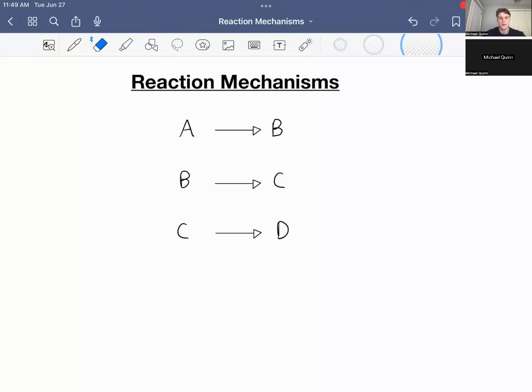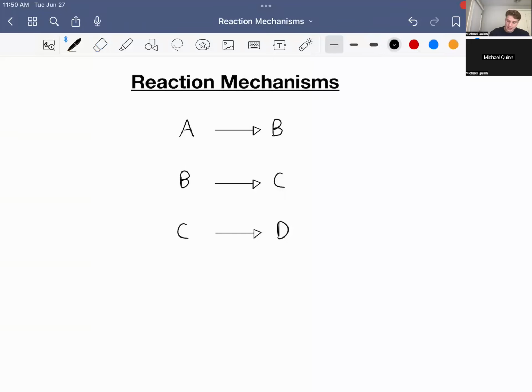In this video, I'm going to be covering how the rate of reaction can apply to a reaction mechanism where an overall reaction can proceed in three elementary steps like this one. So not every reaction will proceed in one step. So how do we determine the rate of reaction when an overall reaction proceeds in more than one step?